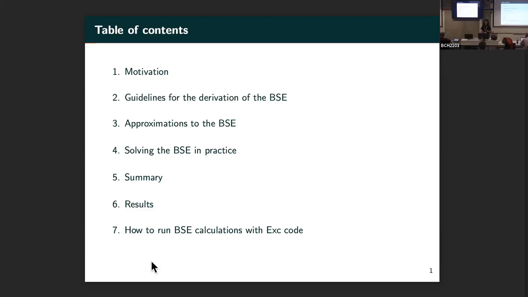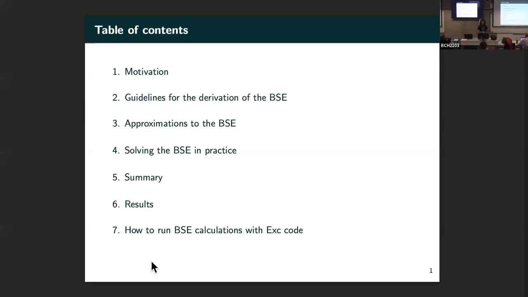A short motivation on why we want to use the Bethe Salpeter. Some guidelines for the derivation of the Bethe Salpeter, but of course we cannot be strict and go step by step and deep, because it will take us long. Then the most important things, the approximations that we use to actually solve the Bethe Salpeter in practice, and how we actually perform the solutions in the code. Finally, a summary and some results.